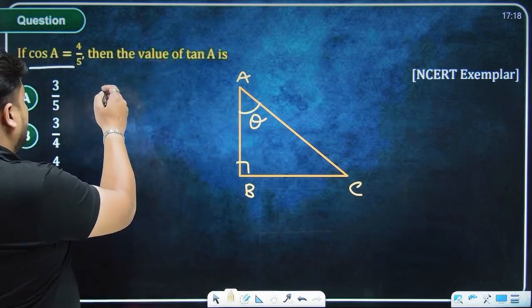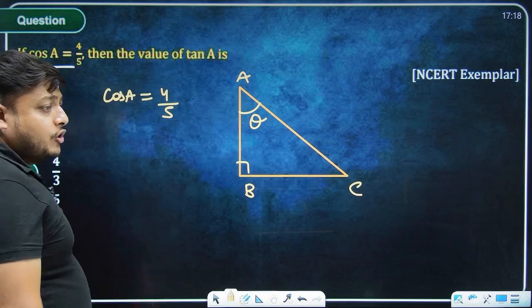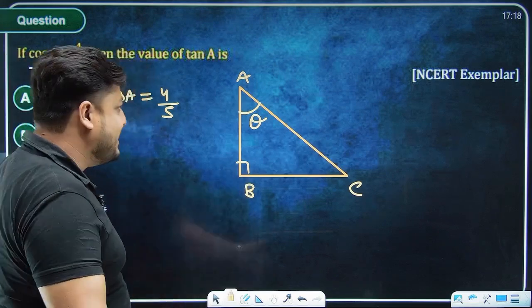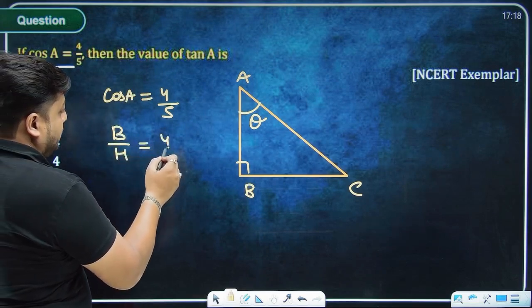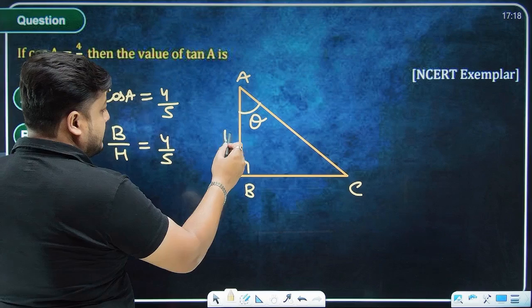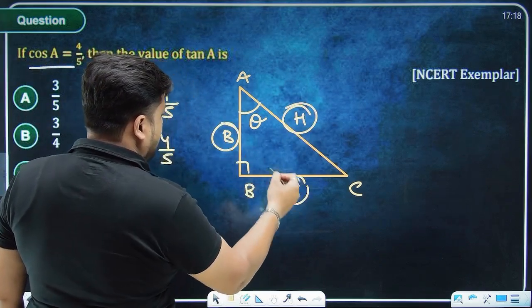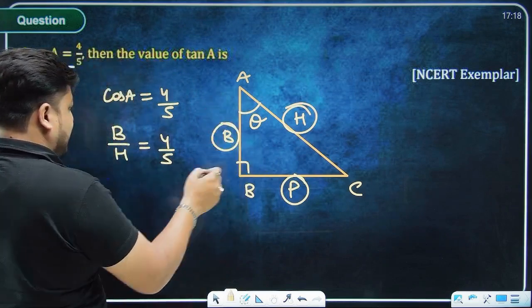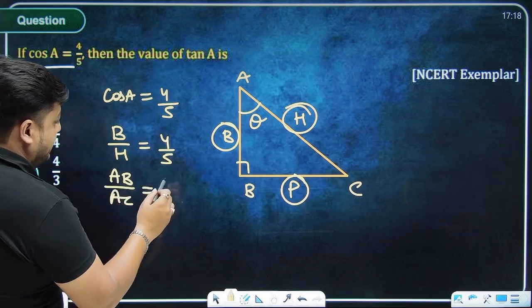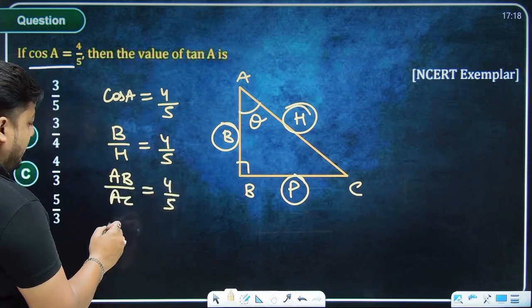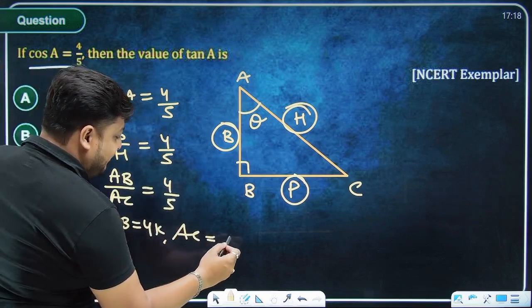Okay. So cos A is 4 upon 5 this time. And what is cos? Already told you, base upon hypotenuse. So it will be B upon H equals 4 upon 5. B is this, and this is hypotenuse, and this is perpendicular. So this is the base. So it will be like AB upon AC this time. It is equal to 4 upon 5. So AB is 4K and AC is 5K.